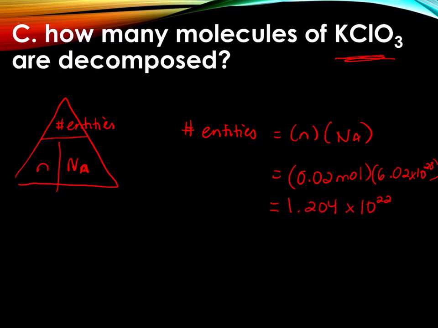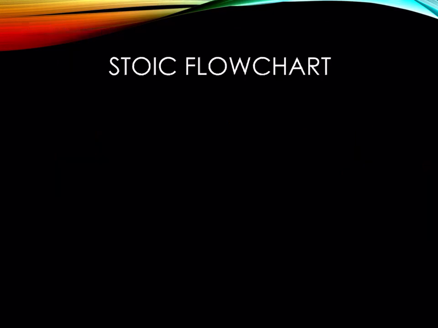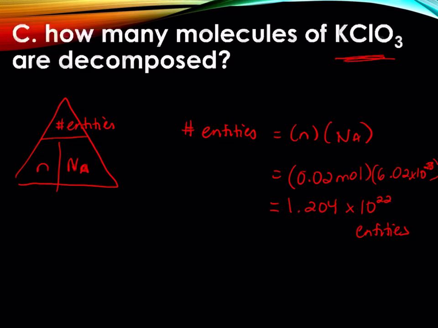So you can see we did a lot of work in part A, but now we're flying, because that question would be out of quite a few marks, and this would just be out of like 2. So that's a 23 there, Avogadro's number. Okay.